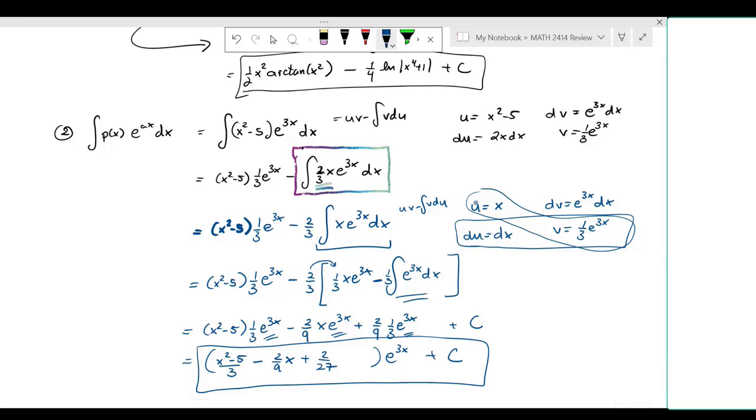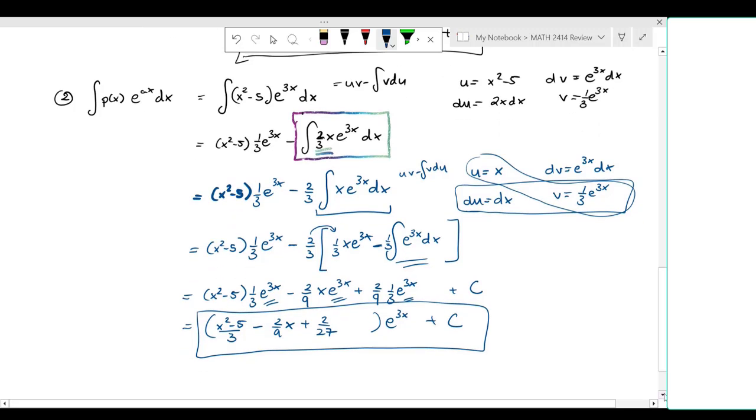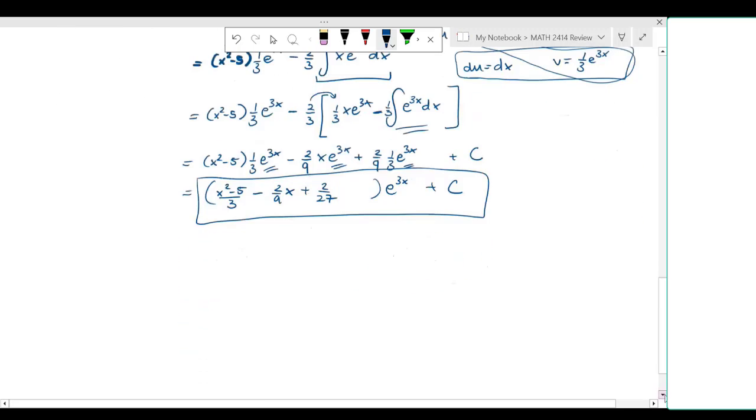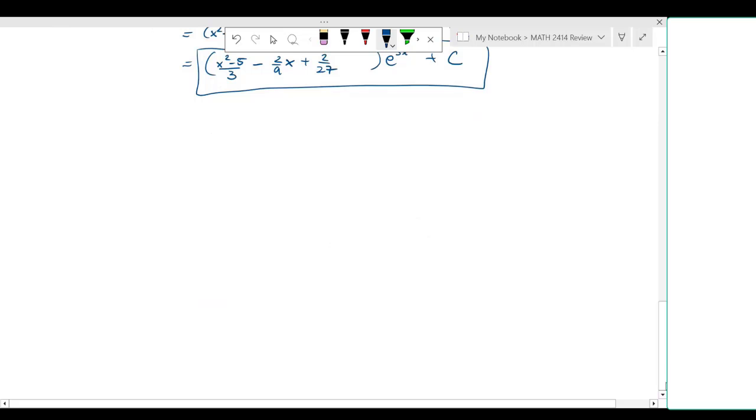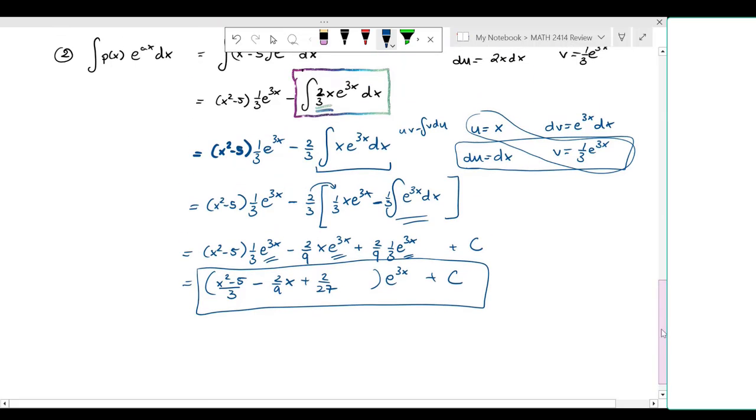So, polynomial and exponential: use the polynomial as u, and then you use integration by parts many times until the polynomial reduces to a constant. And then you have an easy integral. Okay. Now, another time you'll be using integration by parts is very similar to this.